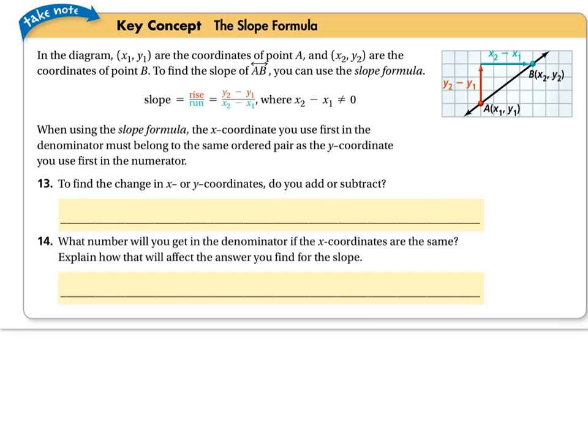Here we have our key concept, the slope formula. Get very, very used to that. You will need to know that. And when using the slope formula, the x-coordinate you use first in the denominator must belong to the same ordered pair as the y-coordinate you first use in the numerator. To find the change in the x or y coordinates, do you add or subtract? That is correct. You subtract. What number will you get in the denominator? If the x coordinates are the same, you will get 0. That is not good because that means it is a vertical line.